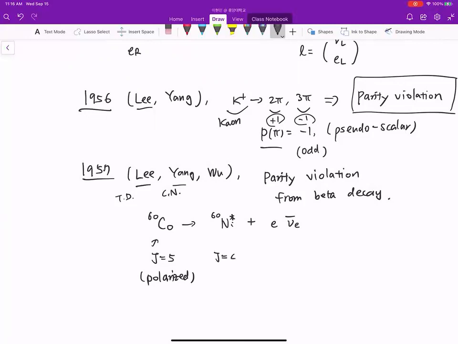And then nickel carries spin J equal to 4. Because of the angular momentum conservation, the spin of these two guys must be opposite to the initial spin direction. And this is the beta decay, because one of the neutrons in cobalt decays into a proton and electron neutrino pair. The origin of this decay is the beta decay of neutron.